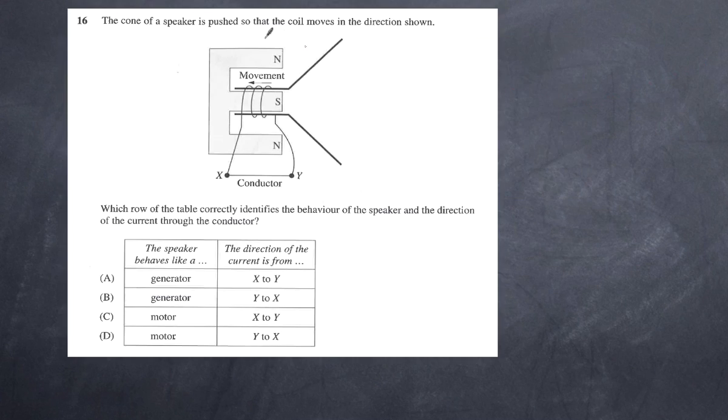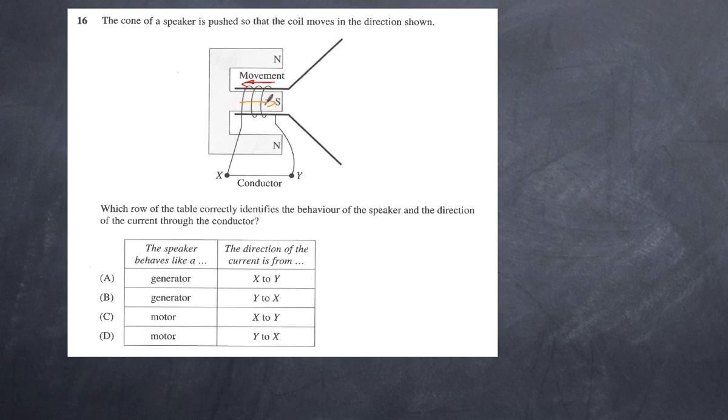Question number 16. This is a little bit more difficult question, and as you can see, the last 5 questions are more difficult than the first 15 that we looked at so far. The cone of the speaker is pushed so that the coil moves in the direction shown. Alright, so we've got the coil moving in this direction. Therefore, relatively speaking, the magnet is moving in this direction.